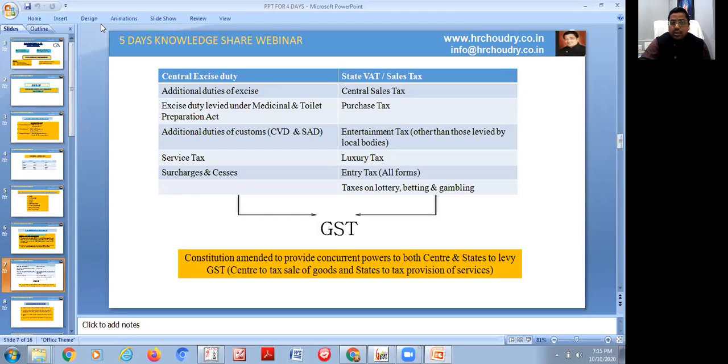In case of the states: VAT, CST, purchase tax, entertainment tax, luxury tax, entry tax, and taxes on lotteries, gambling and betting. All these taxes are merged with the GST Act. Now it is only one GST. All these taxes are merged into only the GST Act.